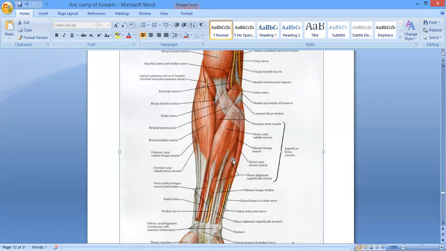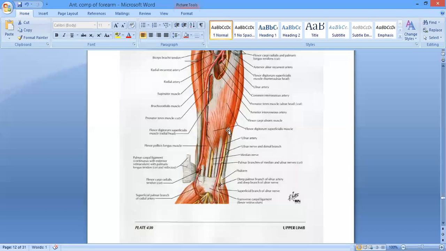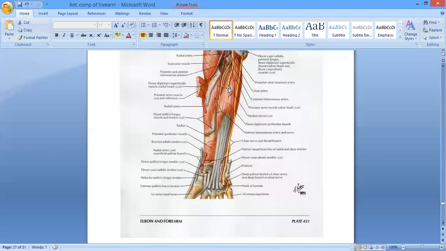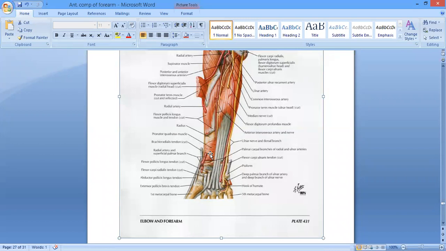But some books categorize the flexor digitorum superficialis as a separate, middle, intermediate group, right? So if you go like this, the superficial group has 4 muscles: pronator teres, flexor carpi radialis, palmaris longus, and flexor carpi ulnaris. Now the intermediate group is this flexor digitorum superficialis muscle. And then the deeper group consists of 3 muscles: flexor digitorum profundus, flexor pollicis longus, and the pronator quadratus muscle. Is it clear?